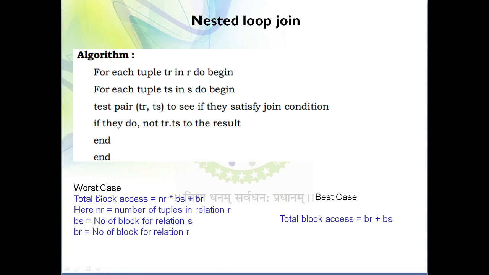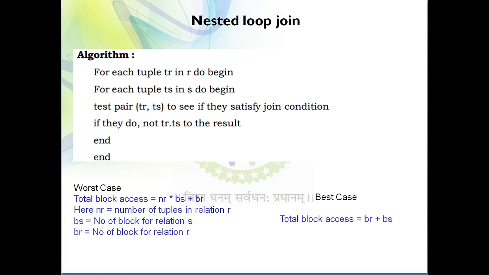And in the worst case, suppose you need to calculate how many block accesses are required. Suppose you are using a nested loop join strategy. For that purpose you need to use this formula in the worst case. So what is the formula? Total block access equals NR into BS plus BR. In this case, what is NR? NR is the number of tuples in relation R. BS means the number of blocks for relation S, and BR is the number of blocks for relation R.